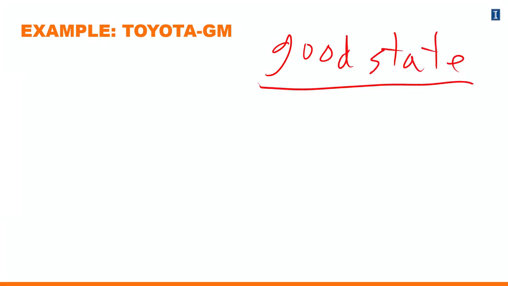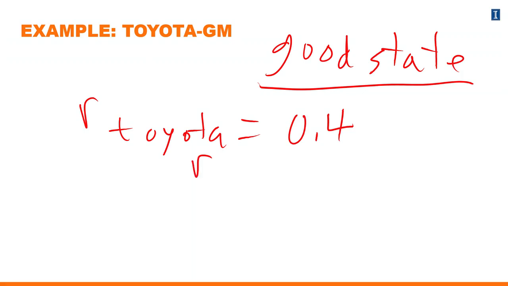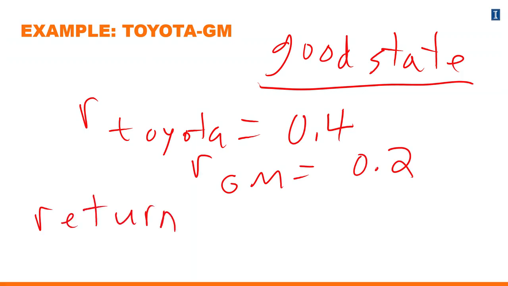You can think of this as kind of like a very simple hedge fund strategy, as you will. We don't know whether the economy is going to boom or bust. So let's say in a good state of the world, our forecast is Toyota goes up 40% and General Motors goes up 20%.